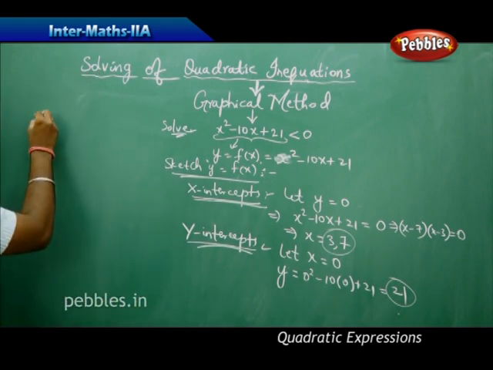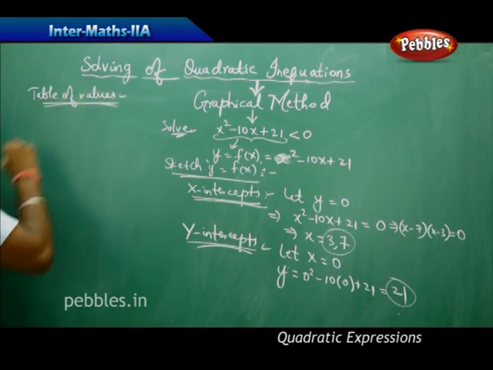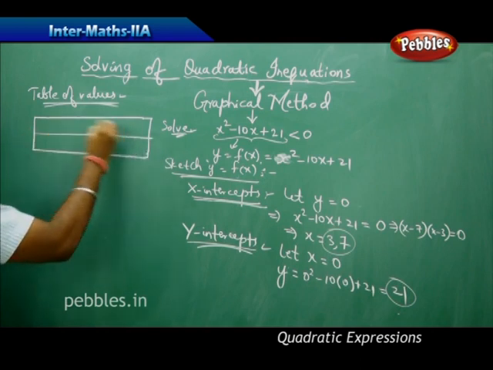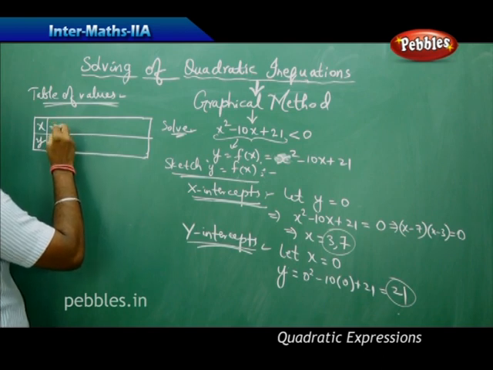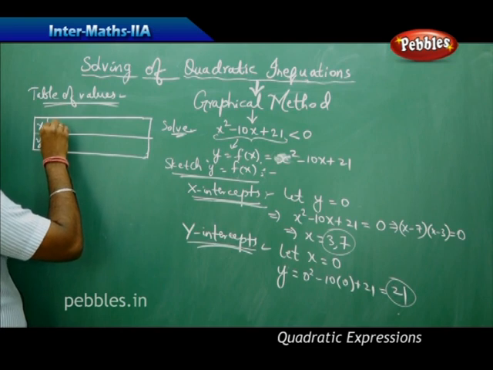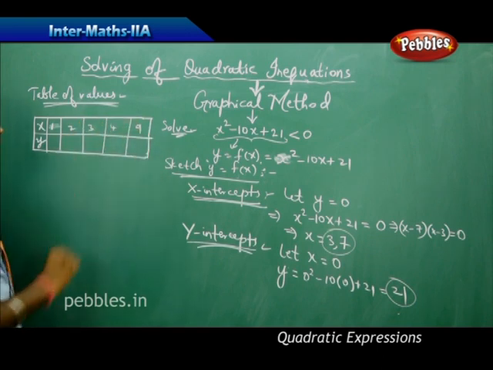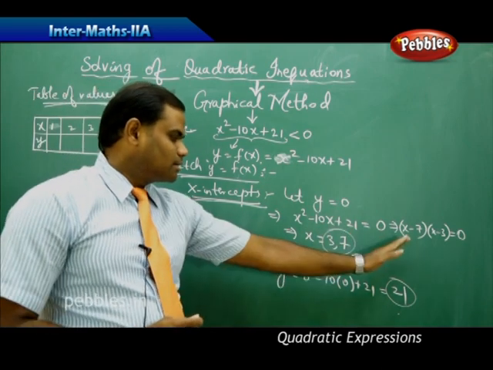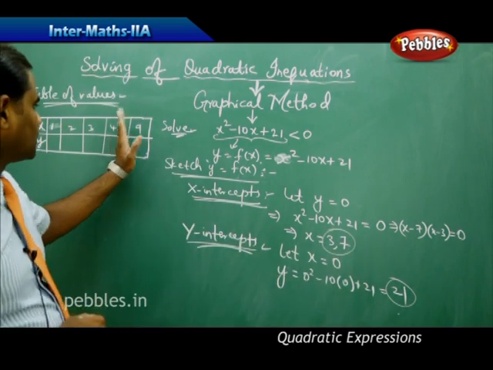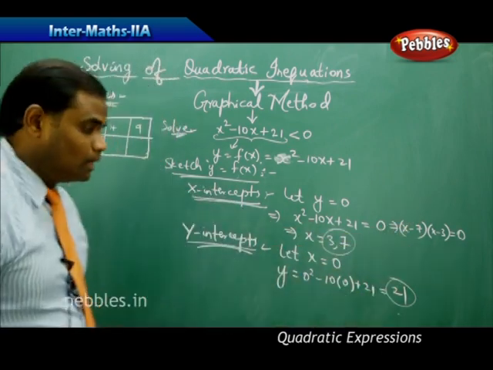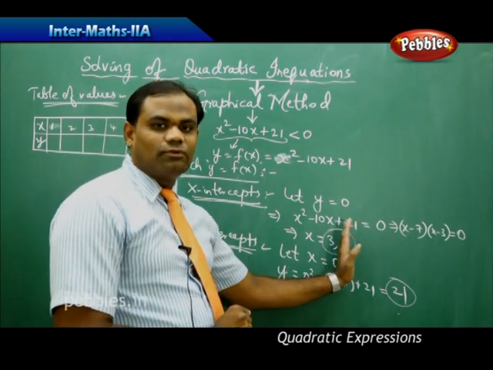Similarly, I have to take the table of values. Randomly take around 4 to 5 values of x and y, with different values: 1, 2, 4, and 9. So randomly I take values which are away from the roots, in between and outside. I've taken two values before 3, then another one through which I got between 3 and 7, that is 4, and one away from 7, that is 9. So let's take some random values in the table of values, a few values before 3, a few values between 3 and 7, and a few values away from 7.